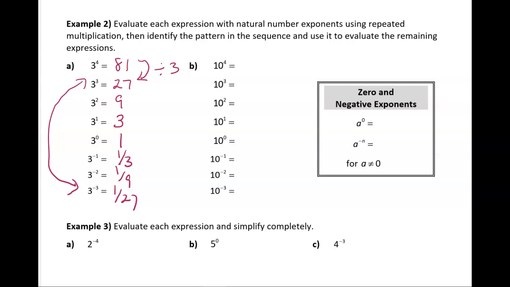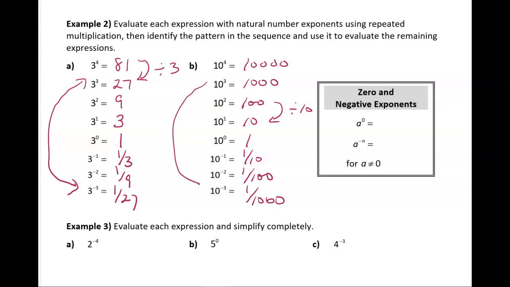Let's try this with 10 raised to the 4th power. 10 raised to the 4th power is 10,000. 1,000 is 10 cubed. 100 is 10 squared. 10 to the 1st is 10. And so this will be a divide by 10 pattern if we want to continue to go down the list. So dividing by 10, we get 1, 1/10, 1/100th, and 1/1,000th. Again, notice that 10 to the 3rd power and 10 to the negative 3rd power are reciprocals of one another.